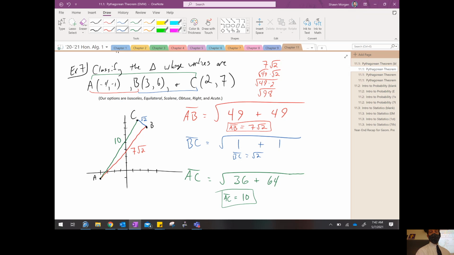So can you help me classify this triangle based on its side lengths? What do y'all think? Scalene all the way, baby. Scalene all the way, because we got 3 different answers. Okay? So we just used the distance formula 3 times. This is a good example of just practicing doing the distance formula.